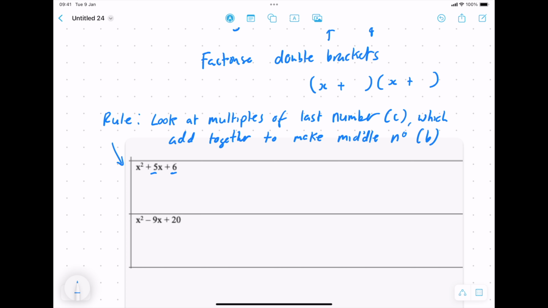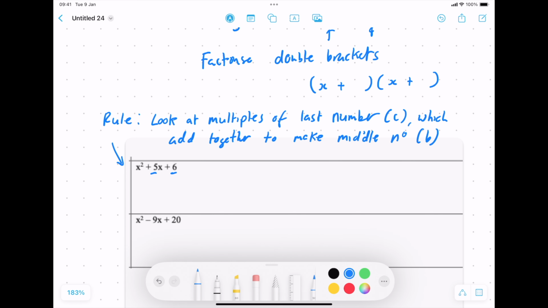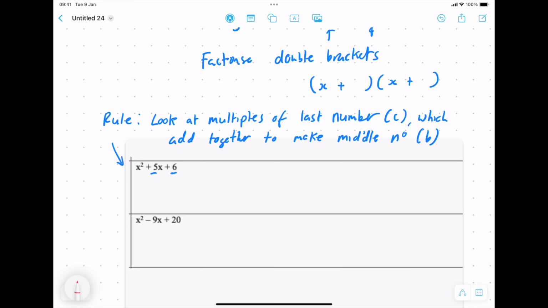So let's go ahead and do that for the first one. Multiples of 6 will be 1 times 6 and 2 times 3, and that's it. So we can clearly see that the multiples we need to make 5 will be the 2 and the 3, because 2 plus 3 make 5. So let's go and lay that out.